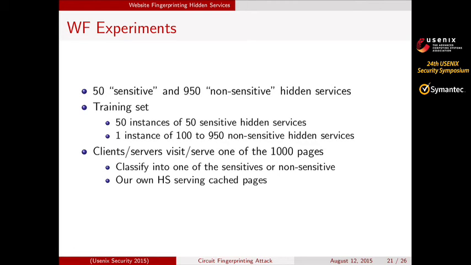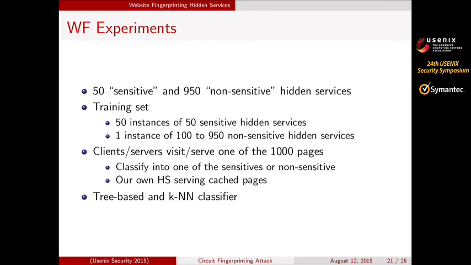To do this, we used our own hidden service with cached pages, as mentioned before. The reason we think this is realistic data, or in some sense represents the worst case data, is because the websites don't change. Just by the fact that we're serving cached pages, we should actually be getting pretty realistic data.